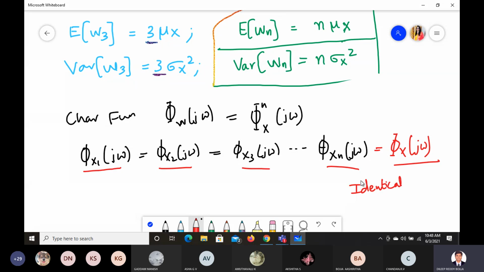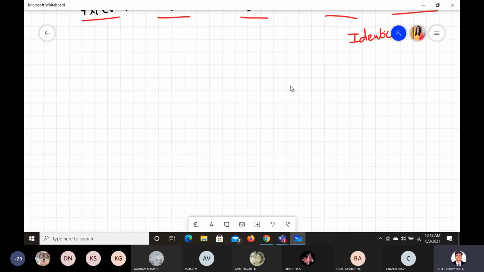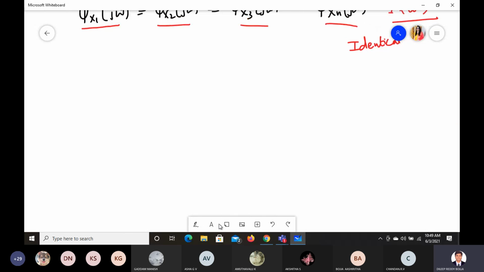Because when you are trying to see the characteristic of that, all of them are identical in nature. So the characteristic function also will be identical. So phi of this one is going to be identical. So all of them will have the similar kind of characteristic function. Okay. So this is about two variable IID functions. So in the next class, we'll begin with central limit theorem.